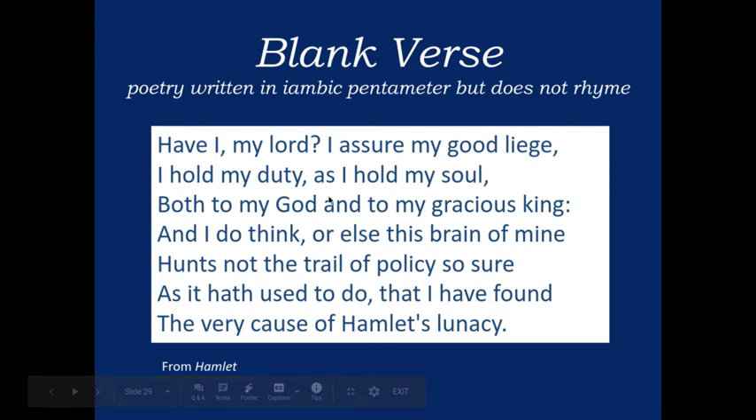So here he's saying, here I am, my lord, I'm here to serve you. I'm thinking that there's something going on with Hamlet. I may know what's causing him to go crazy. And again, if you look at these lines here, they're not rhyming, but we still have that rhythm, okay? 10 syllables, unstressed, stressed. Have I, my lord, I assure my good liege, okay?